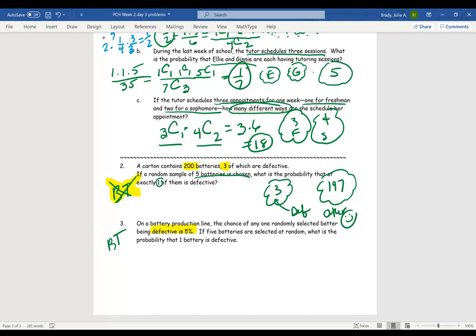Okay, so if I want to pick 1 defective battery, I'm going to go to my group of defectives. There's 3 and choose out 1. I'm going to go to my 197 good ones, and I've got to choose out the rest. So I think that's 4. And I'm going to divide it by the number of sets I could pick if I didn't have any restrictions. So that's 200, and I'm choosing out 5.